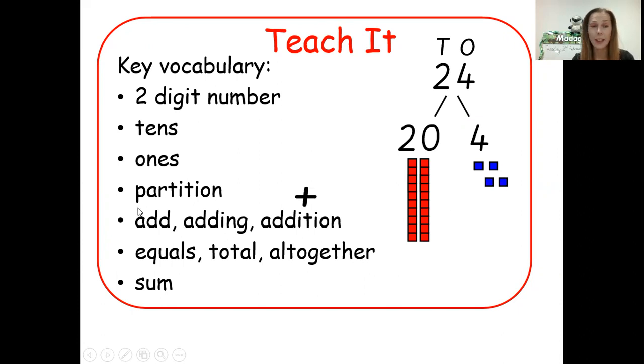We're going to be adding today. It's got add, adding, addition, and equals, or total, or all together. They all mean the same thing. And because we're adding, you can call it a sum. So the sum of 24 and 13 is 37. It just means how much is it added all together.